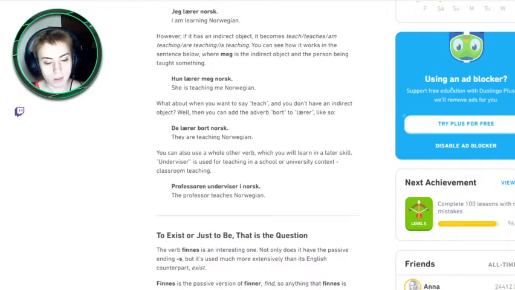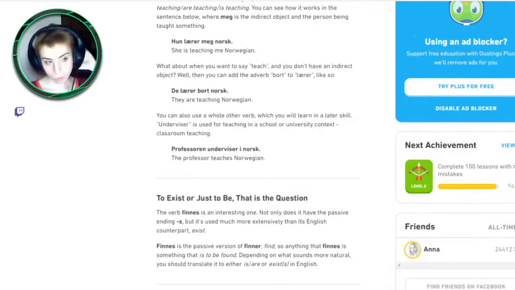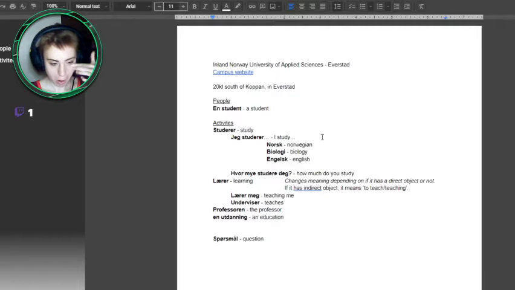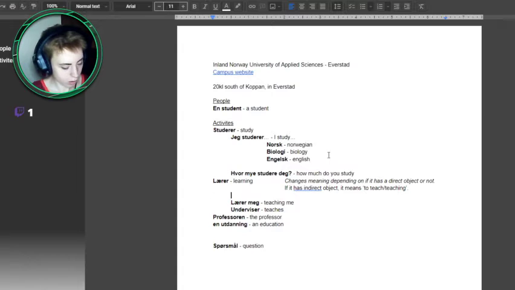So, interesting. What about when we want to say teach and you don't have an indirect object? Well, then you use the adverb bort with lærer, like so. Bort. That's a cute word. De lærer bort norsk. They're teaching Norwegian. Okay. Lærer bort, teaching.